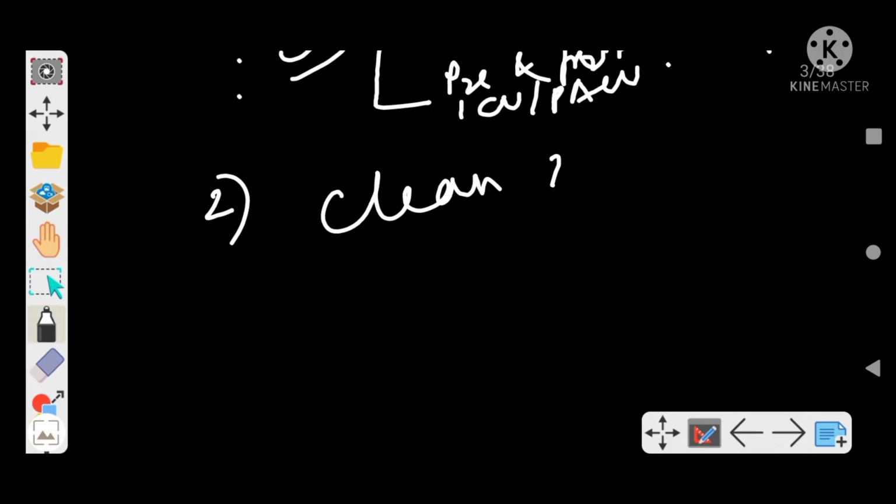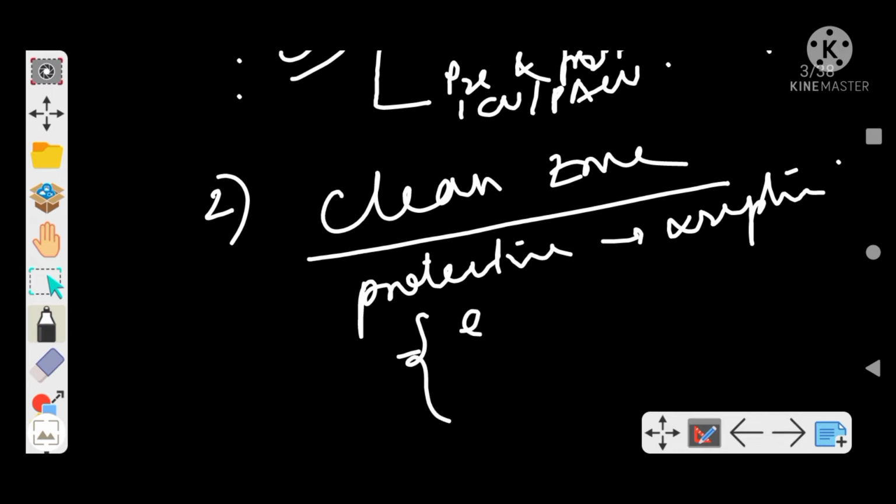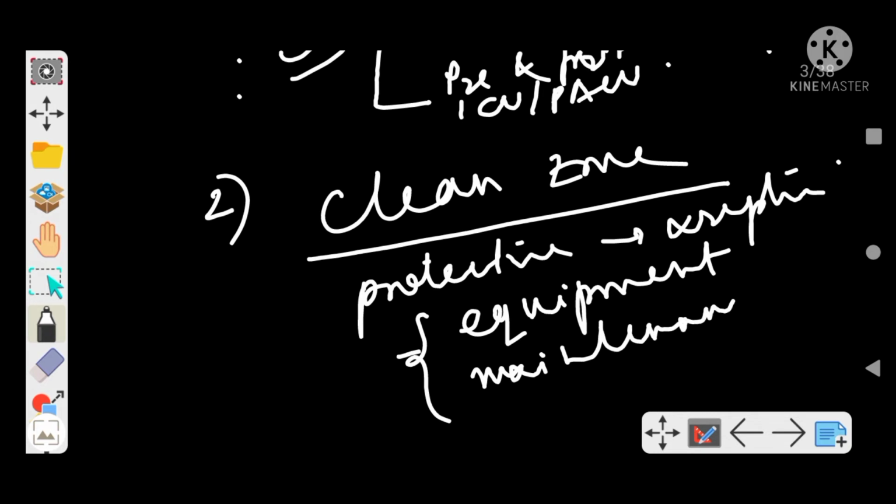clean zone, right? So clean zone is that zone that connects protective to aseptic zone, right? And this includes your equipment storage room or maintenance room or maintenance workshop, you can say. So these 2 come under clean zone, correct?